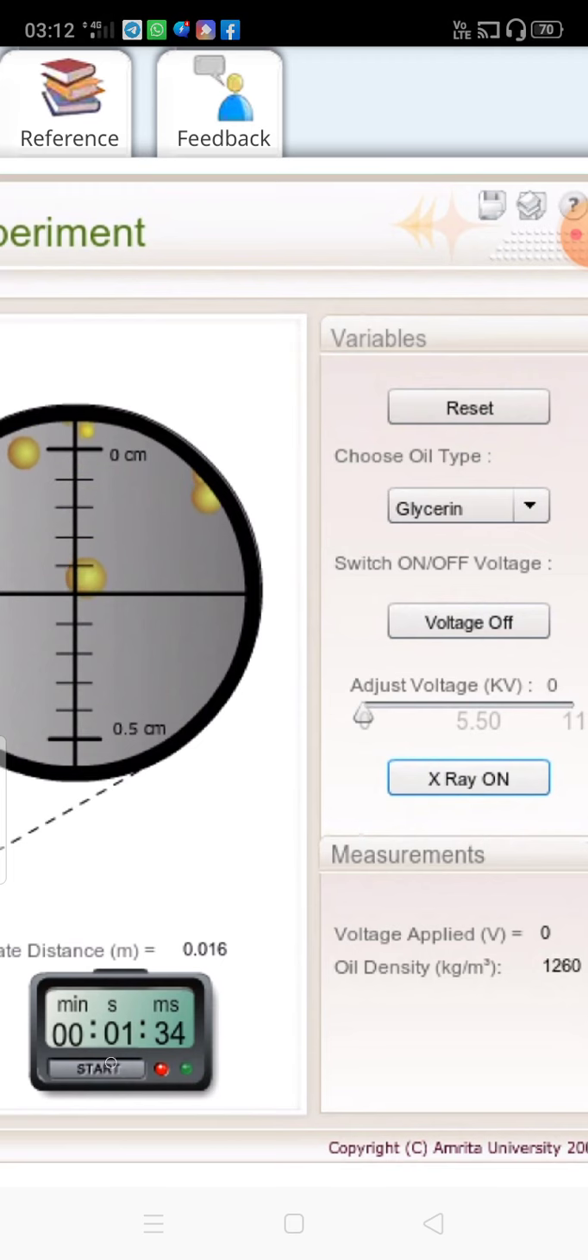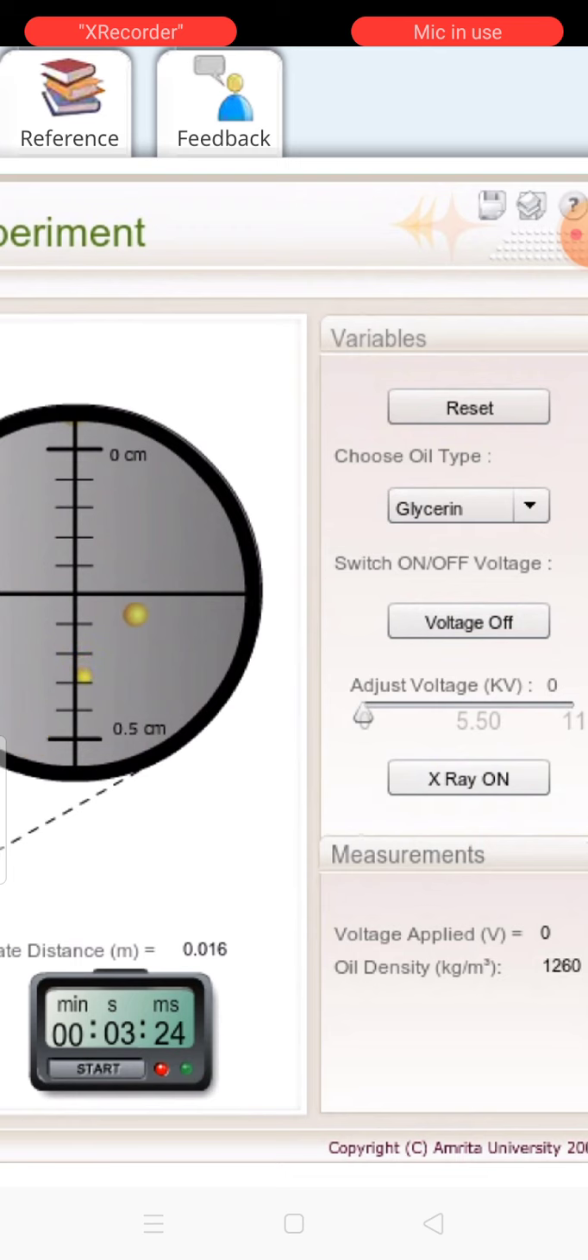Then what is coming, and I'm just not doing anything, just return, then I will do. One drop is about to start, then I will click the clock. Yes, now I am clicking the clock, it's going down, down, down. As soon as it reaches the clock, I stop it. So first you start, then you choose a particular oil, then you do the time calculation, then use the voltage on switch, then do the time calculation, then you again use the X-ray on, then you do the time calculation.